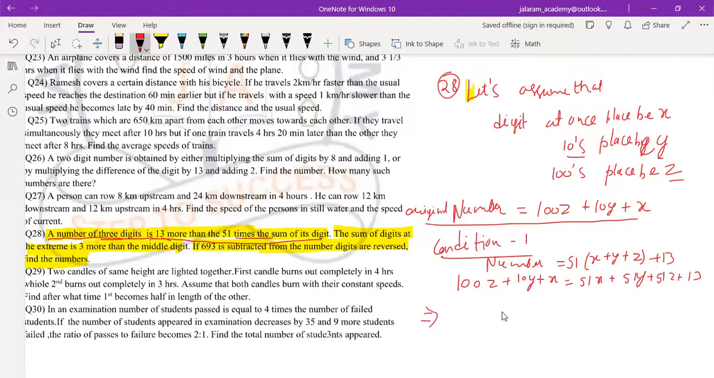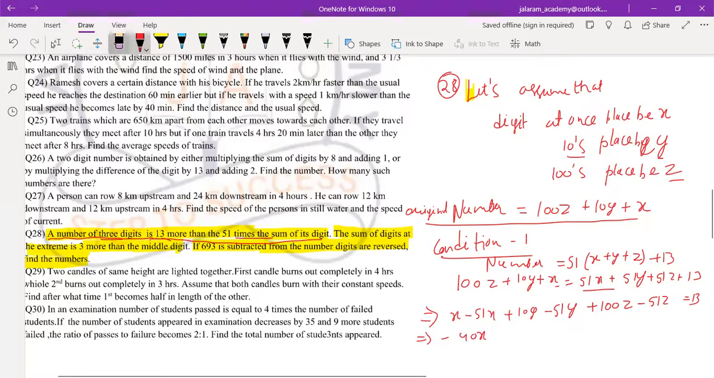Okay. Now we transfer all the terms to the same side. x minus 51x plus 10y minus 51y plus 100z minus 51z equals 13. It implies minus 50x, sorry, minus 50x minus 41y plus 49z equals 13. So write it as equation number 1.